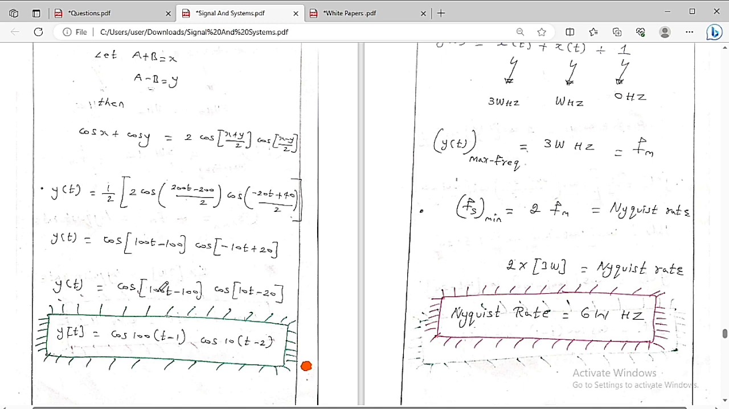So here I will take common, here take 10 as a common. Then what are you going to get? y of t is equal to cos of 100 of t minus 1 into cos of 10 of t minus 2. So this expression is there in our options. So this is the correct solution of this question.